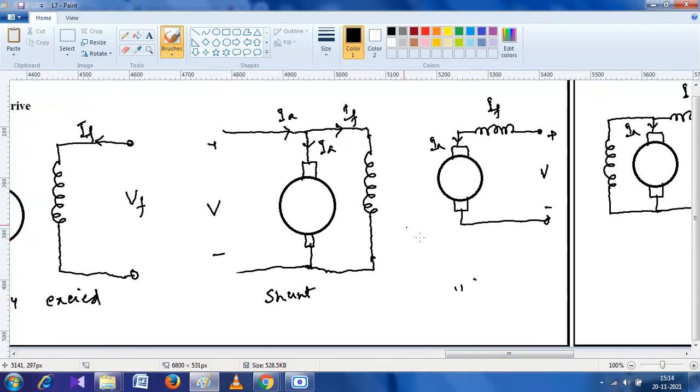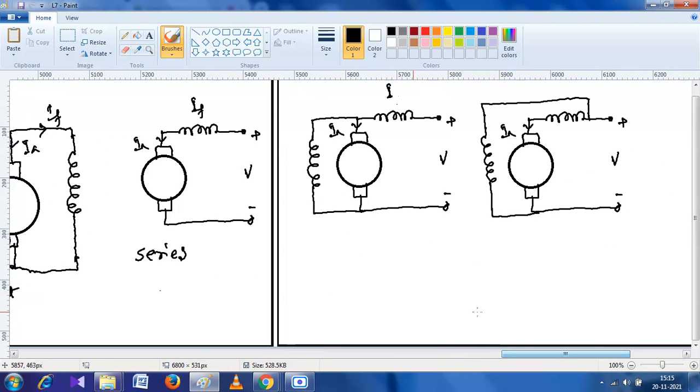What is the name of that kind of motor? This one, the third one. What is the name of that type? Series, DC series motor. This series type. What is the name of that kind?